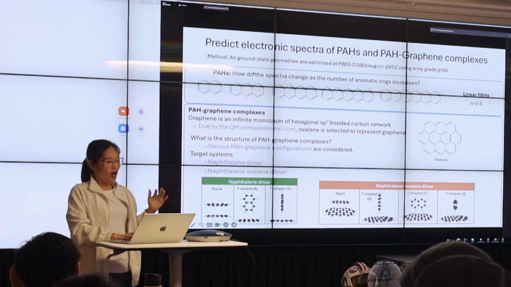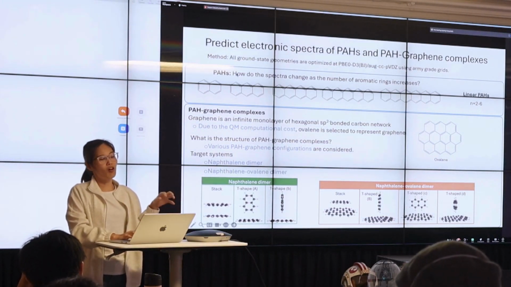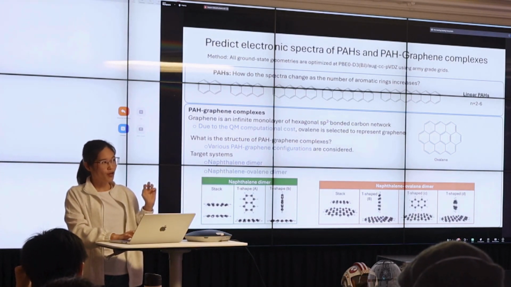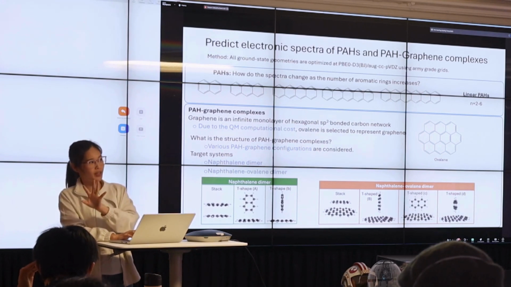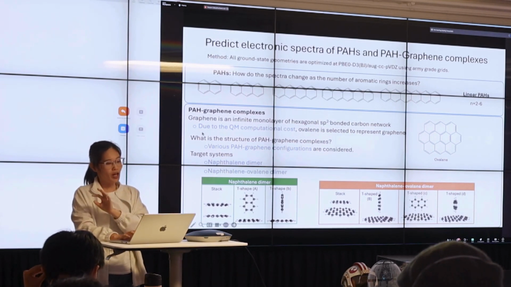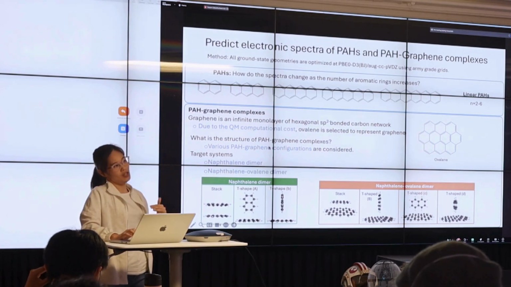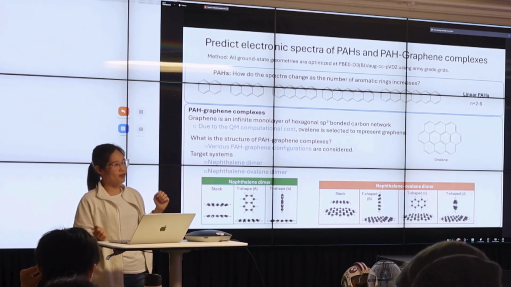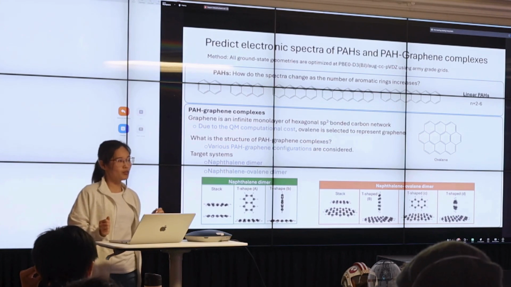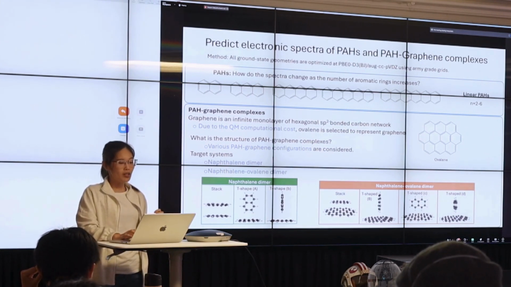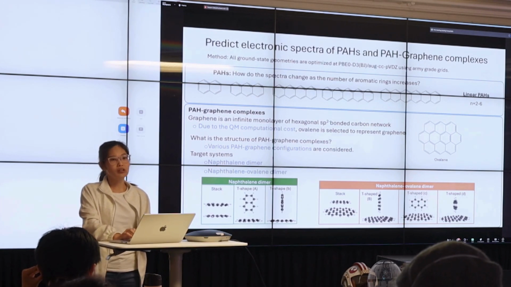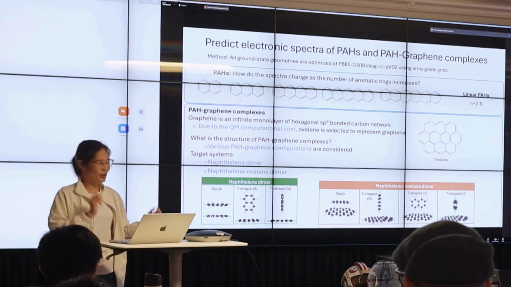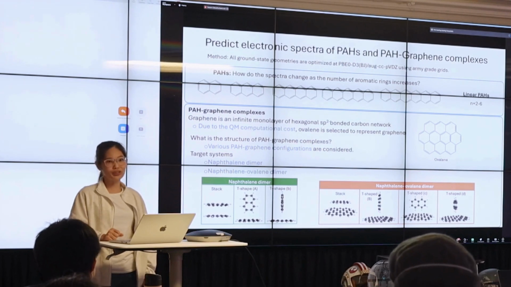On top, that's the free PAH. First I tried different linear PAHs, increasing the benzene rings from n equal to 2 up to 6. After that, as I mentioned, I would like to study how the UV spectra change once the aromatic rings interact with graphene. But graphene is too large for the calculation and might not fit the computer resources, so I have to reduce the size.